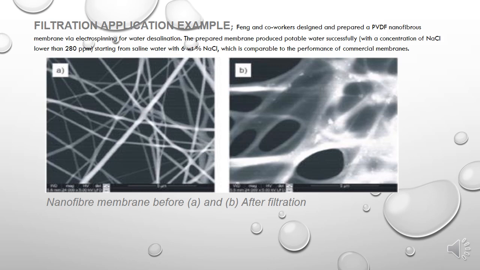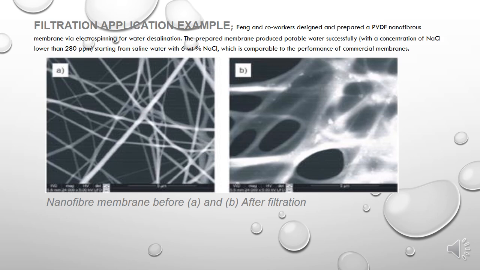Now, one example of the nanofibers and nanoporous polymers in water filtration application is the one by Feng and co-workers, who designed and prepared a PVDF nanofibrous membrane via electrospinning for water desalination. The prepared membrane produced potable water successfully with a concentration of sodium chloride lower than 280 parts per million, starting from saline water with a concentration of 6% sodium chloride, which is comparable to the performance of commercial membranes.